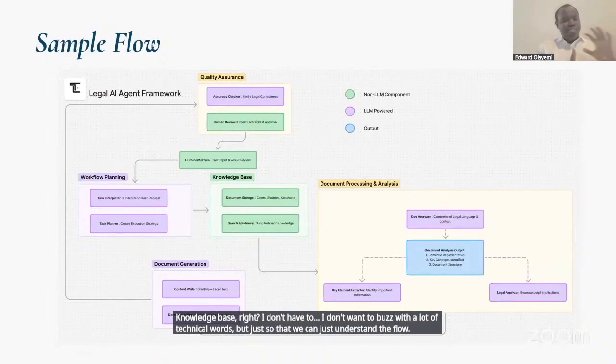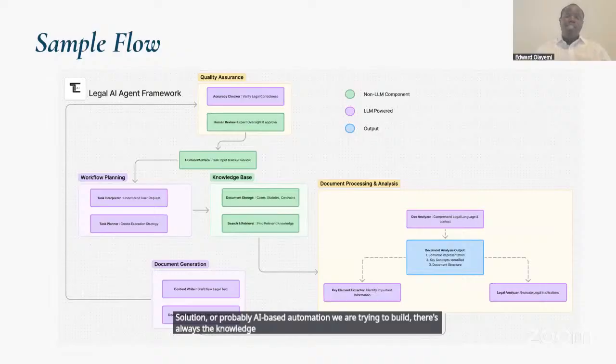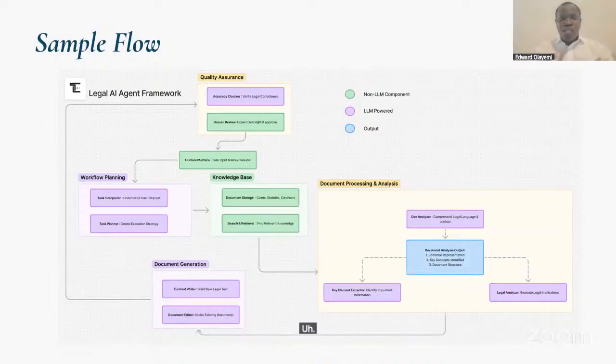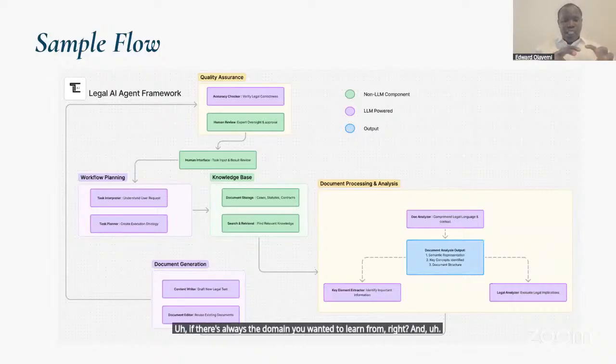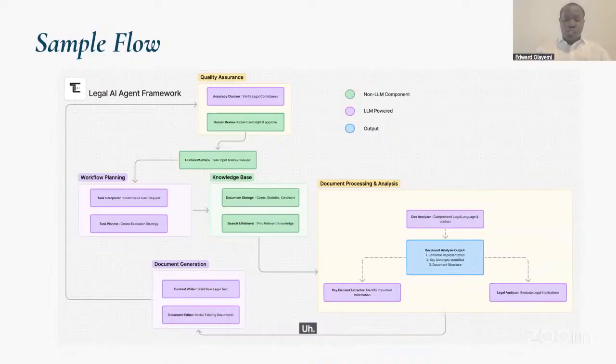flow. Keeping in mind that any AI solution or AI-based automation we are trying to build, there's always a knowledge base. There's always the domain you want it to learn from, right? And once the system is able to understand and interpret the request, it knows that, okay, the client needs a review, or the client needs you to draft a contract. It gets that information and keeps it in the knowledge base.